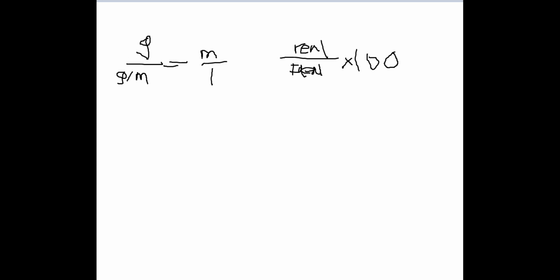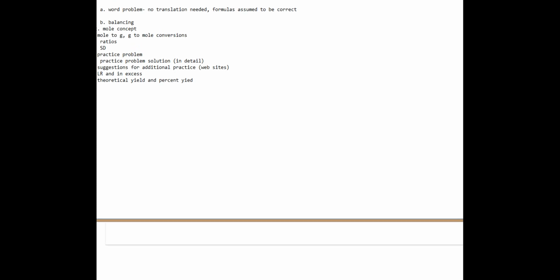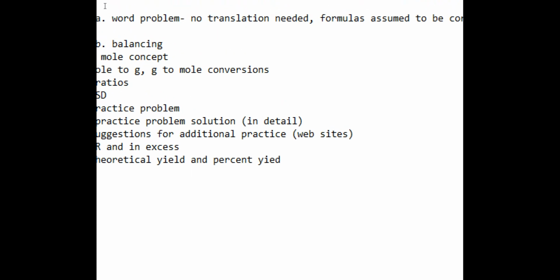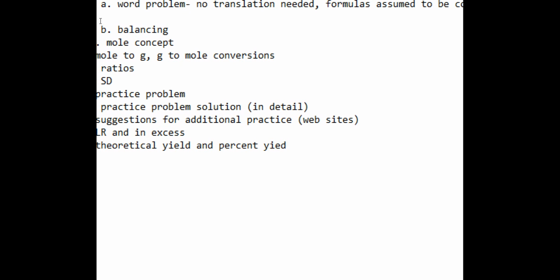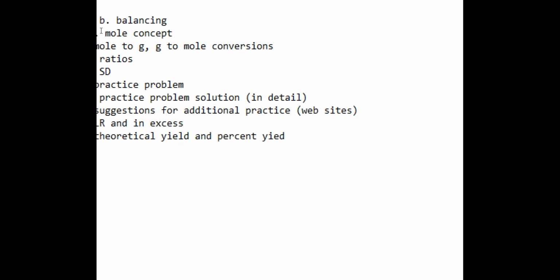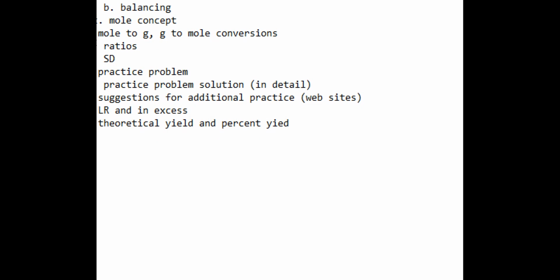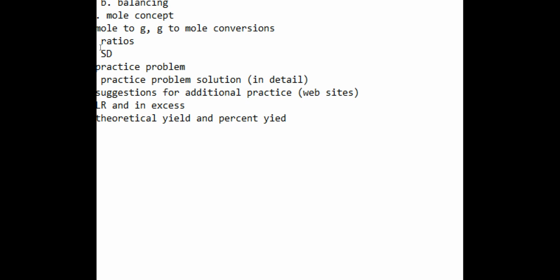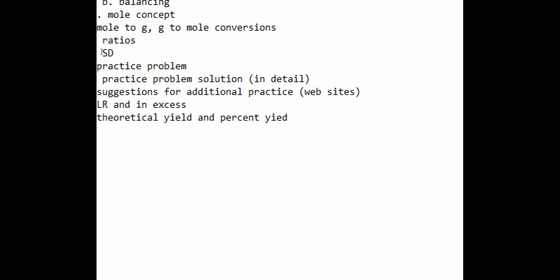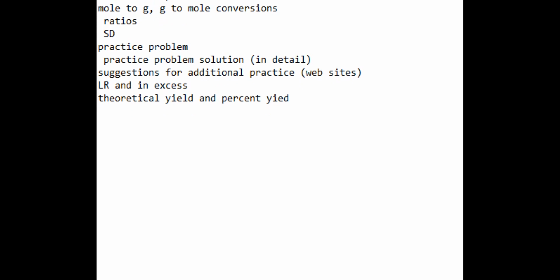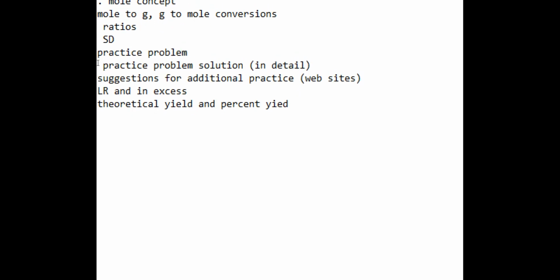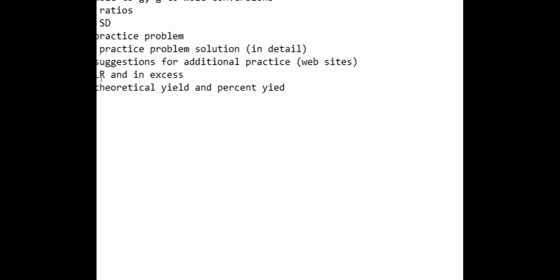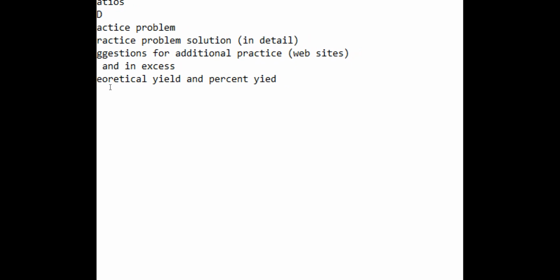So, I'd say that it's safe to say that you have learned how to balance. I would say that you've learned the mole concept. You've converted moles to grams and grams to moles. You've looked at ratios within chemical equations. You've learned about significant digits. You've done multiple practice problems with a solution. And also, we've learned about limiting reagent and excess, along with theoretical yield and percent yield.